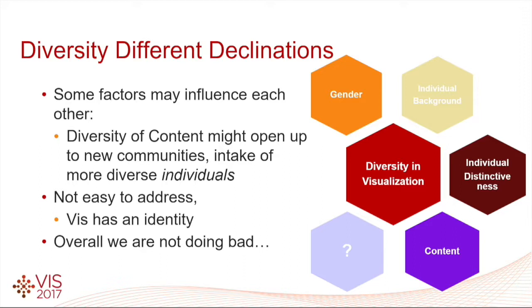So overall, looking at diversity in VIS, actually the picture that comes out is not that bad. It's actually healthier than other communities. There are some aspects where we could probably work on, because a lot of factors might actually influence each other, in particular increasing diversity of content, which is something that came up in a discussion also a couple of days ago in this venue. It might actually open up to new communities and then take in more diverse individuals. And so increase diversity in terms of background, but also features and characteristics, bringing new oxygen.